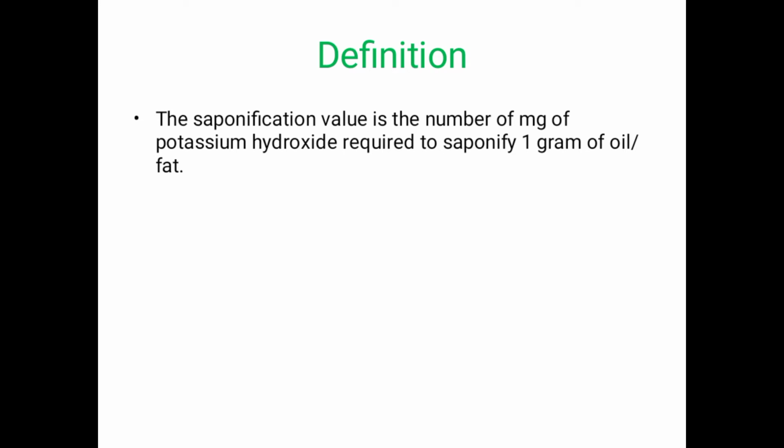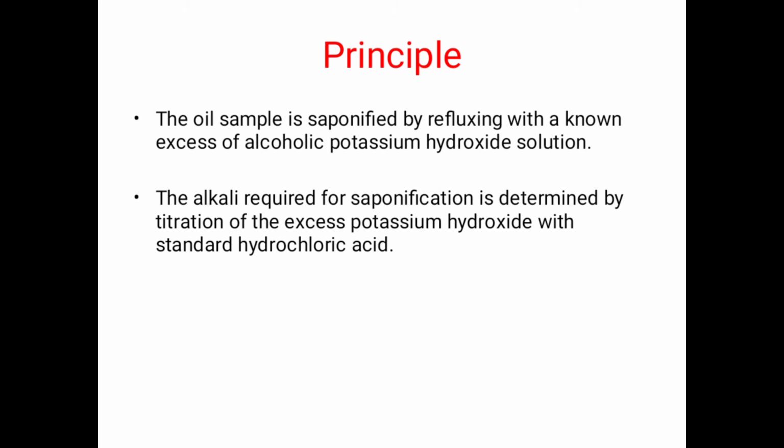We already discussed the definition, and we also discussed the difference between acid value and saponification value. So the saponification value is the number of milligrams of potassium hydroxide required to saponify 1 gram of oil or fat. Let us discuss the next one, that is the principle to determine the saponification value or saponification number.